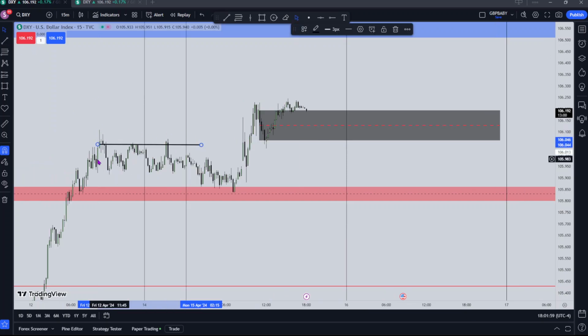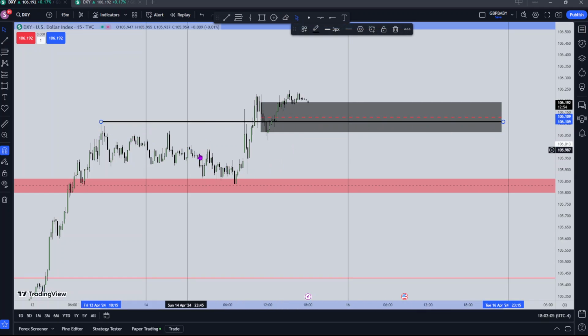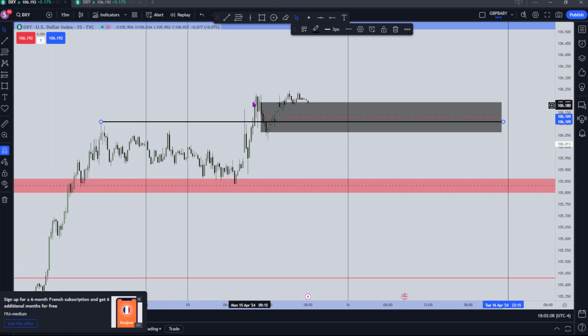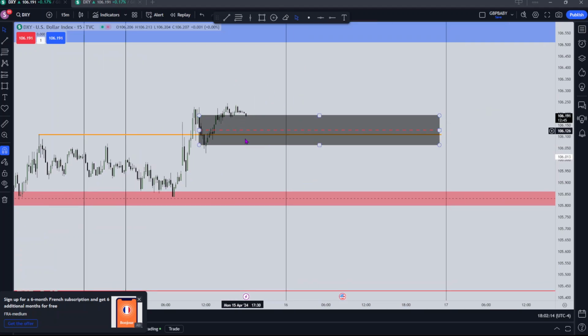This is also a significant level now if we look at this high, because I do believe this is where we see the change in state of delivery in terms of, we were bearish until this point, and then we broke higher, closing above it, and I do believe this should be quite a sensitive level. So let's make that orange.